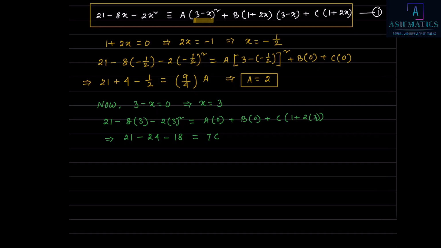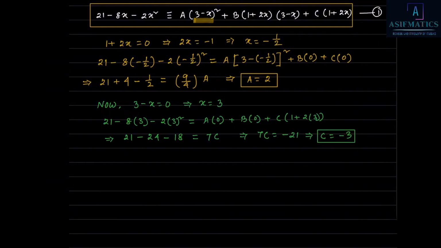All right, so from here, 24 plus 18 is 42, so 21 minus 42, that will be 7c equals minus 21, and then your c will be minus 3. All right, if you just calculate c, it will be minus 3. Now we got our a and c values.